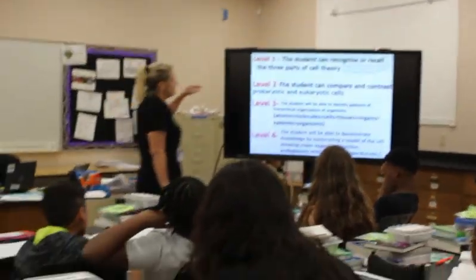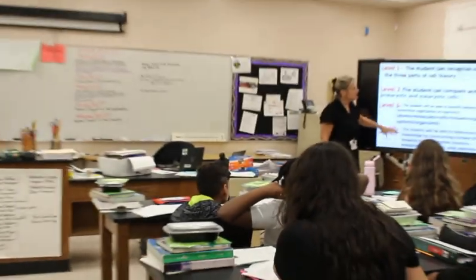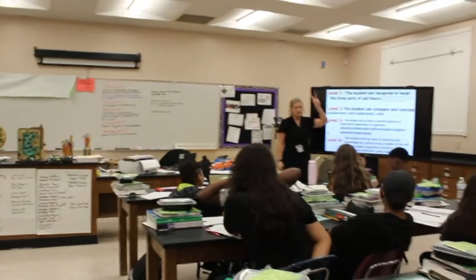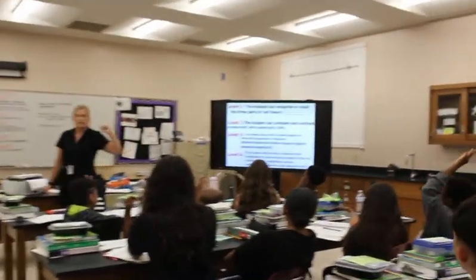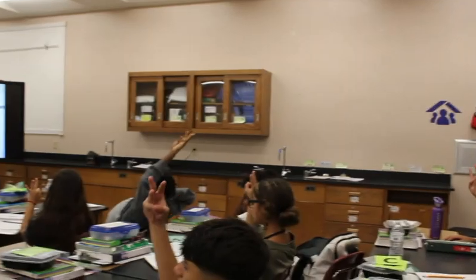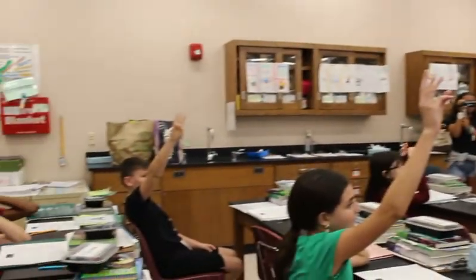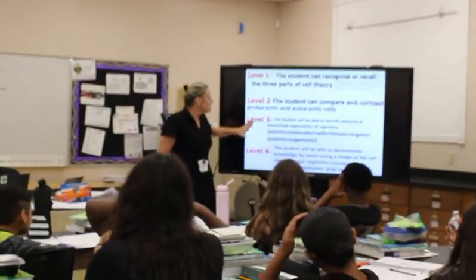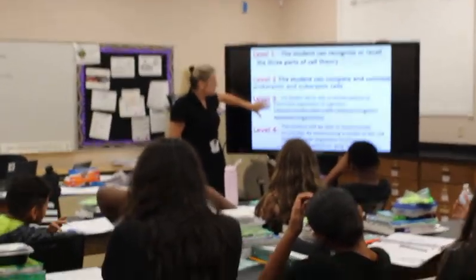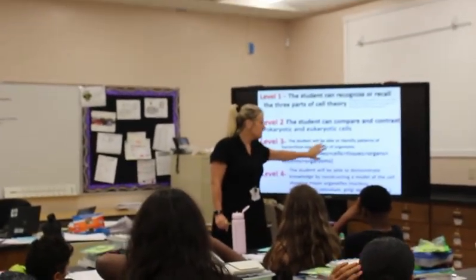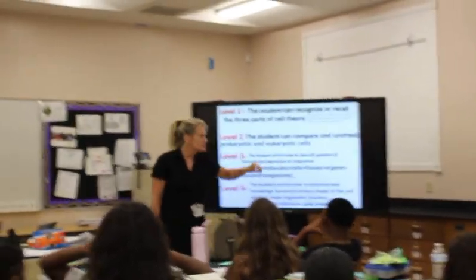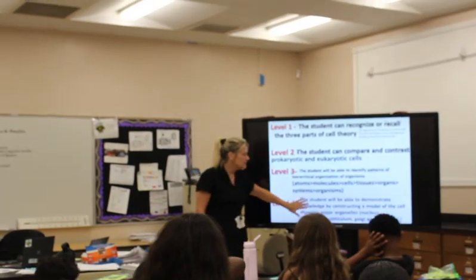Looking at your learning goals and scales, tell me by showing on your fingers, where do you think you are on the learning goals and scales right now? All right, so yeah, I would agree. You guys mostly are at level 3, knowing that a bunch of atoms make a molecule, a bunch of molecules make a cell, a bunch of cells make a tissue. Today we're going to get you to a level 4.